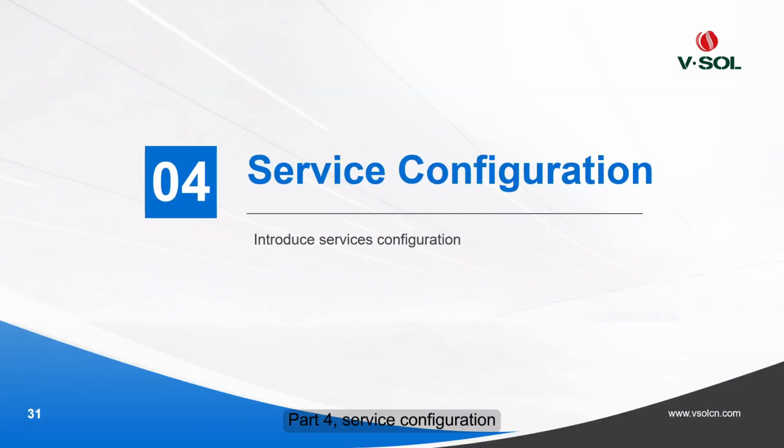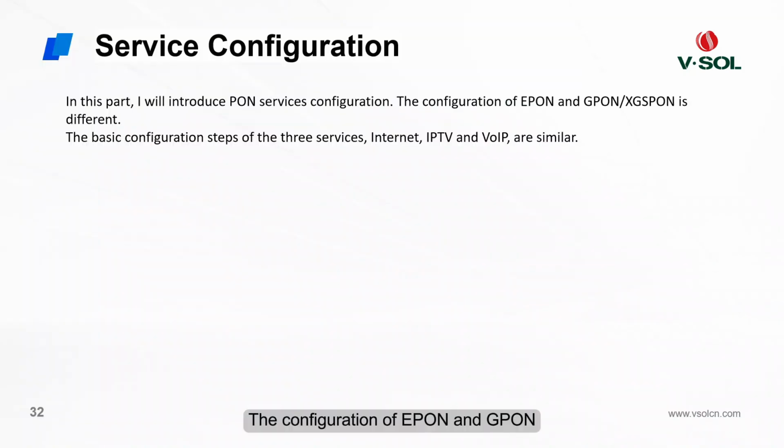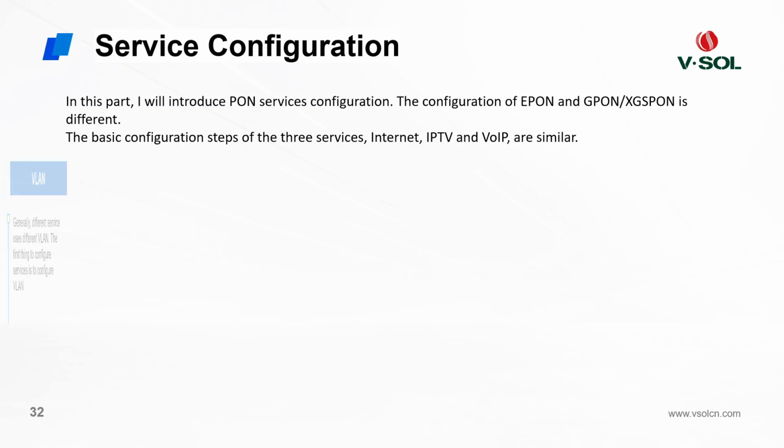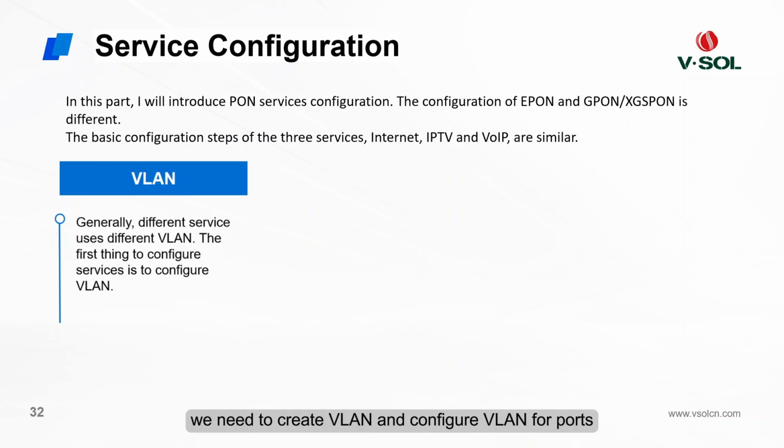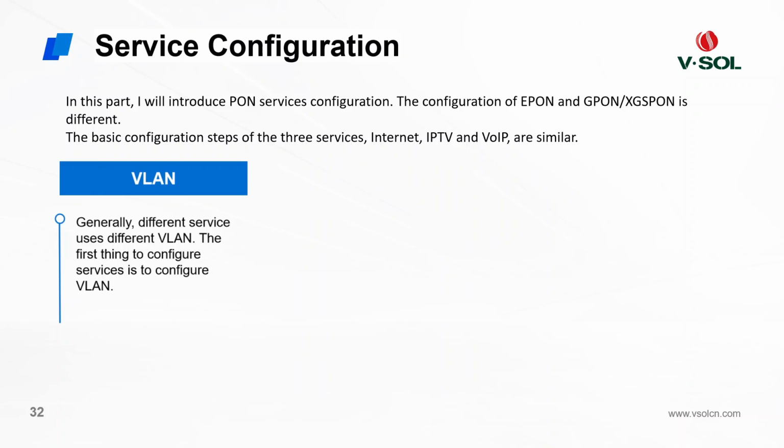Part 4. Service Configuration. In this part, I will introduce how to configure basic services. The configuration of EPON and GPON or XGS-PON is different, but the basic configuration steps of the three services, Internet, IPTV, and VoIP, are similar. Step 1. We need to create VLAN and configure VLAN for ports. Generally, different services use different VLANs. So the first thing is to configure VLAN.